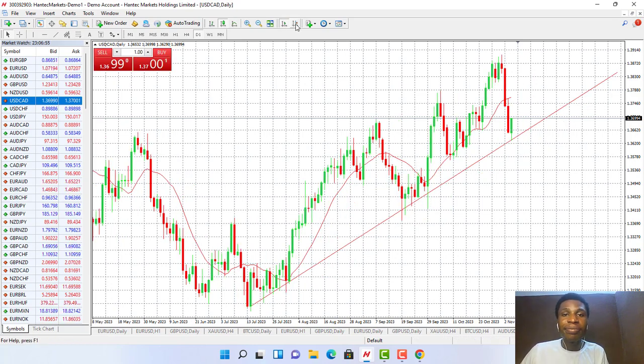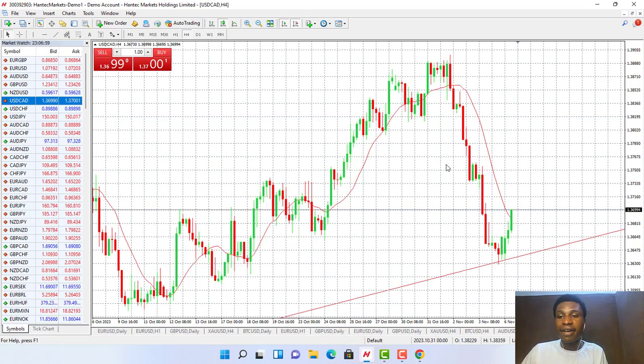But for now, still maintain the USD CAD as a buying market. You can see it's even going higher. You can see this is where it's headed to. At least your first take profit here, then your stop loss here around below the support zone.